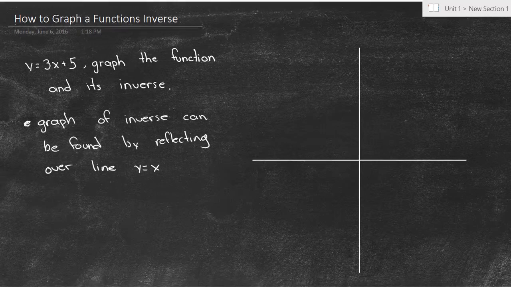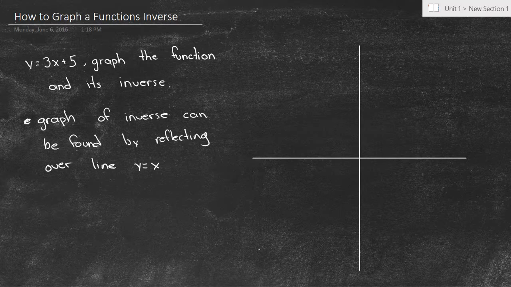I'm going to draw in the line y equals x because that's just what we're going to reflect over, and it'll help you see what we're doing if you know what that line is. So this is y equals x. Let me label that right here. And now we have y equals 3x plus 5. Okay, so I'm going to graph that first.